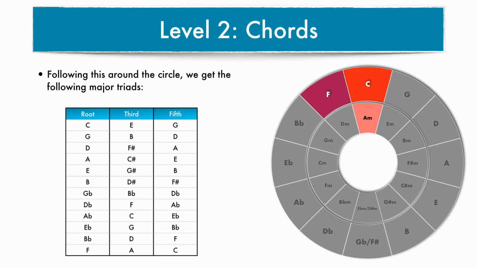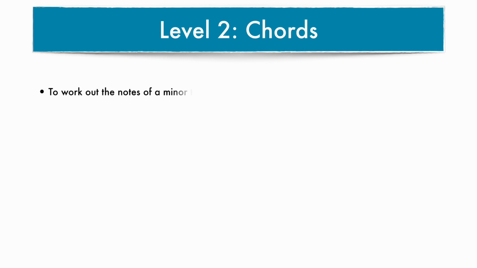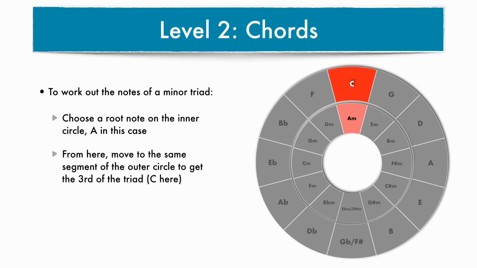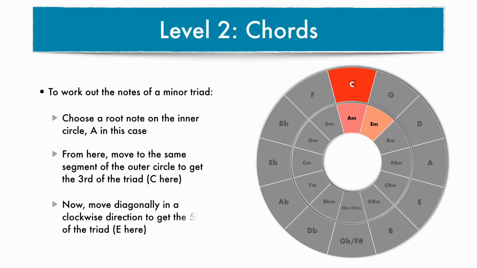And we can do the same for minor triads. To work out the notes of a minor triad, choose a root note on the inner circle this time, and for consistency we'll start with A. From here, move to the same segment of the outer circle to get the third of the minor triad, so C in this case. Now move diagonally in a clockwise direction to get the fifth of the triad, E in this case.